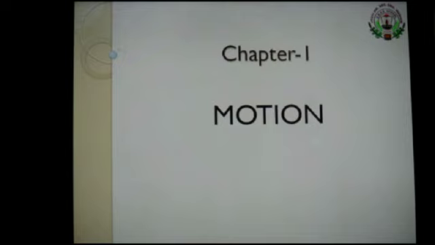In the previous classes, we had discussed various types of graphs used to represent the data related to motion, that is, distance-time graph and speed or velocity-time graphs. Also, I had explained how to derive the equations of motion mathematically. What are the equations of motion? Are you remembering? Let us recall it once again.